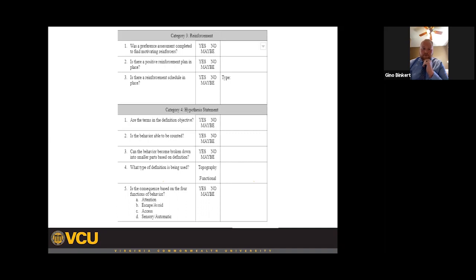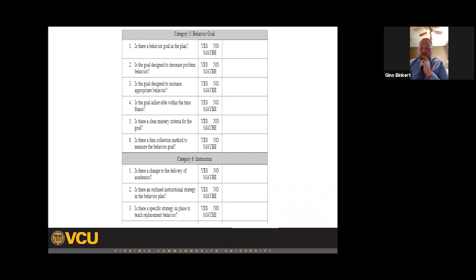The last part of the form, sections 5 and 6, as you can see, are behavior goal and instruction. And like I mentioned before, the instruction category is something very specific to the way Culpeper does their FBA and BIPs, and what they include on their FBA and BIP forms, which is how are you going to teach your intervention, and are you changing any piece of the academic instruction? So again, we wanted to tailor this form to Culpeper specifically and acknowledge some things that we might need to find out.